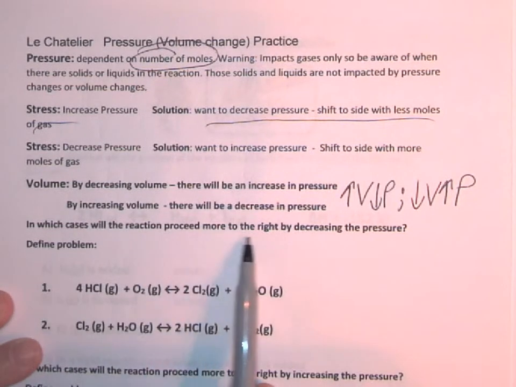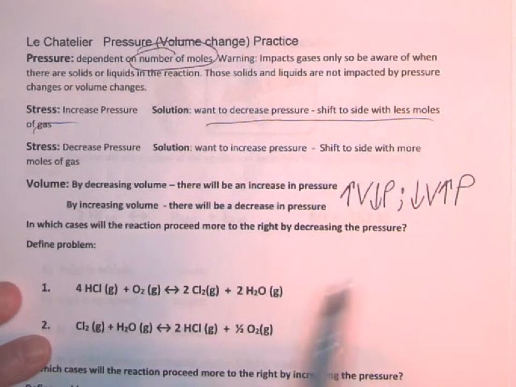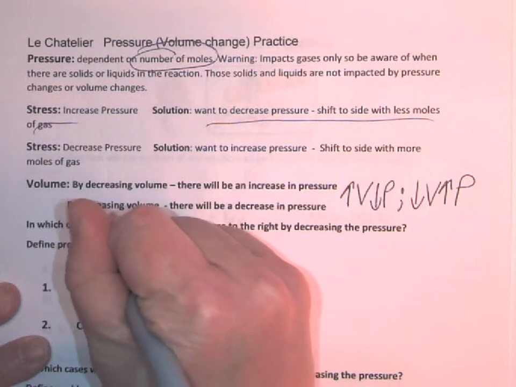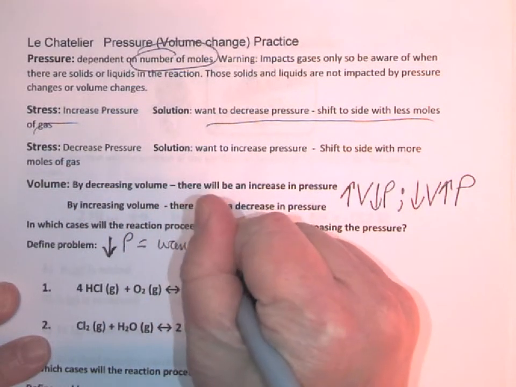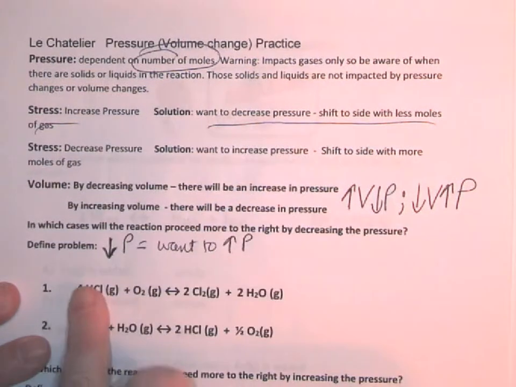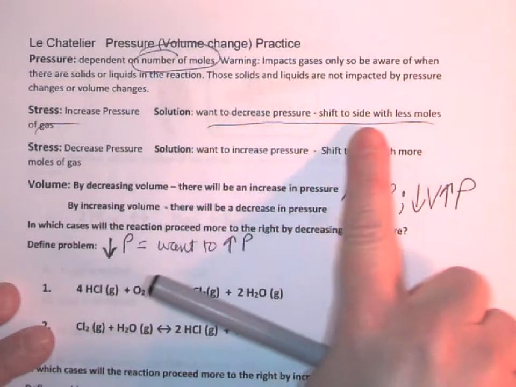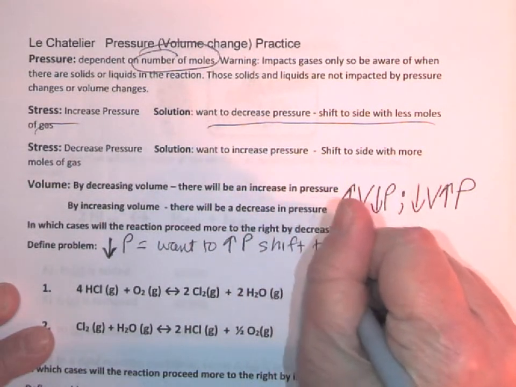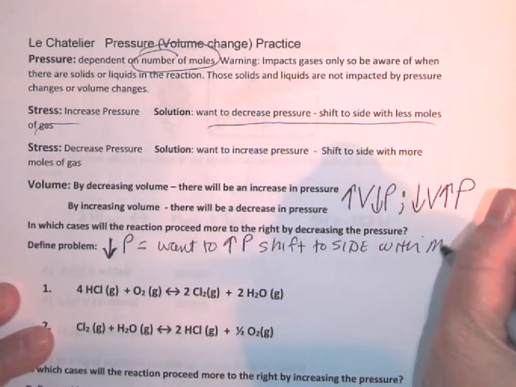In which cases will the reaction proceed more to the right by decreasing the pressure? So I'm going to define the problem. I decrease the pressure. What I want to do is increase the pressure to relieve the stress. How do I increase the pressure? I want to shift to the side with more moles of gas.